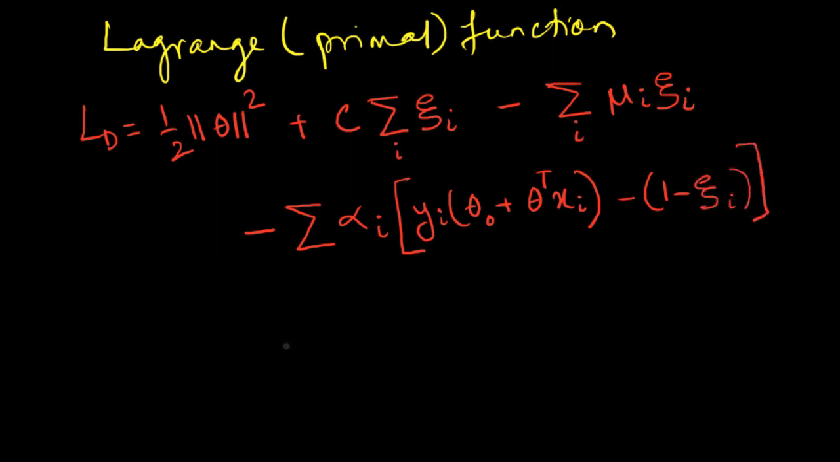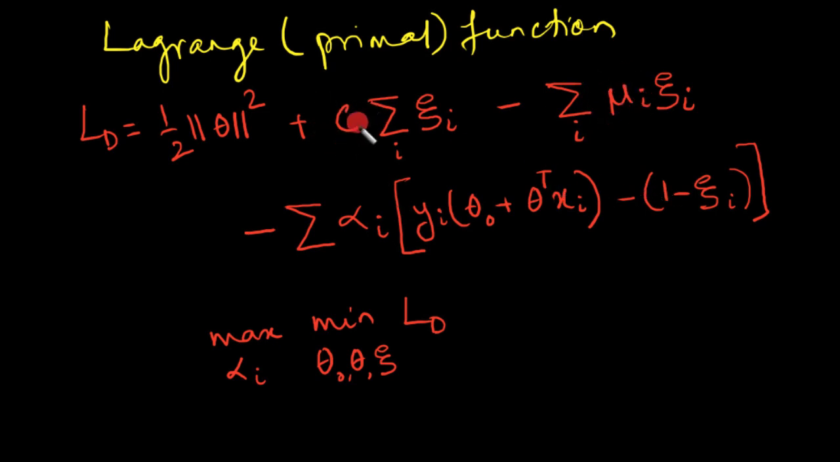So what do we do? Like always, we first minimize this. Now theta, theta prime and xi i, and then finally we maximize that over alpha i's. Now you may ask, what about this C and mu i?